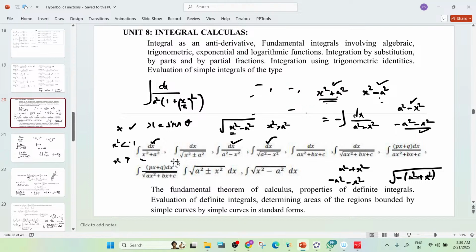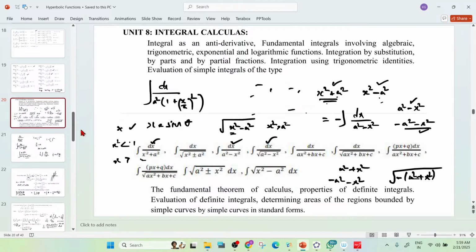When x has to be greater than 1 or greater than a, you can choose secant or cos hx. When x has to be less than 1, we can choose sine. You can choose cos also, but sine is easier for us. We can choose any function, but whichever ones we are convenient with, sine, secant and tan, we choose those functions. Okay, so these four are covered.